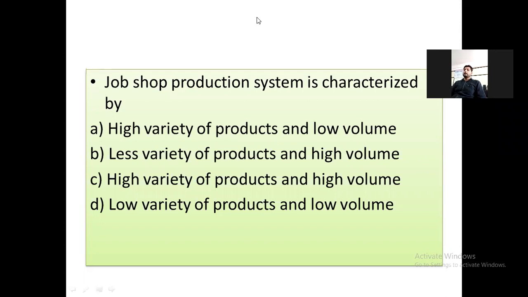In the first type we discussed the job shop type of production system, and we have segregated these production systems on the basis of variety and volume. So how can we characterize the job shop production system? Yasar is saying A. Anybody else? Salim is also saying option A. Okay, anybody else? Any other opinion?